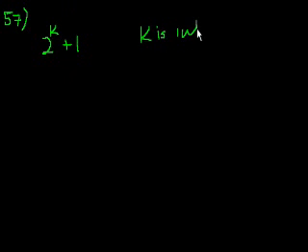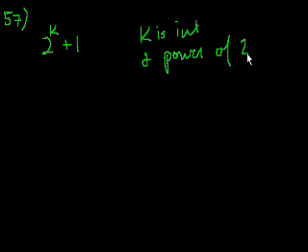We're on problem 57. Fermat primes are prime numbers that can be written in the form 2 to the k plus 1, where k is an integer and a power of 2. So k is an integer and a power of 2. Which of the following is not a Fermat prime?